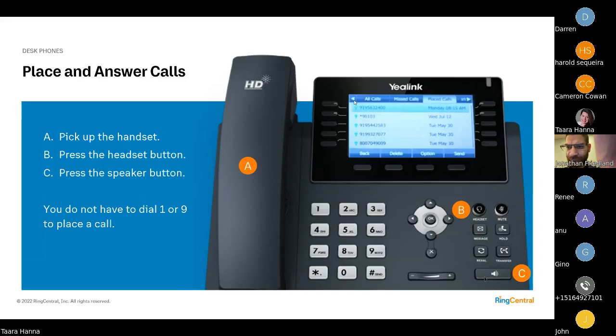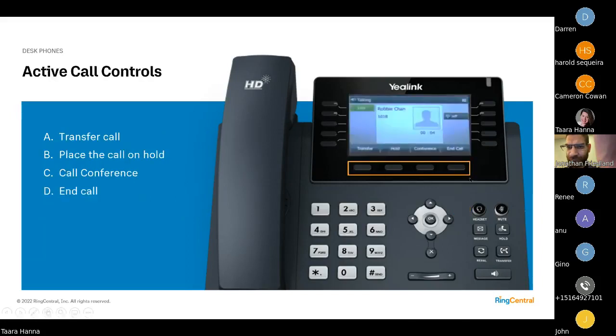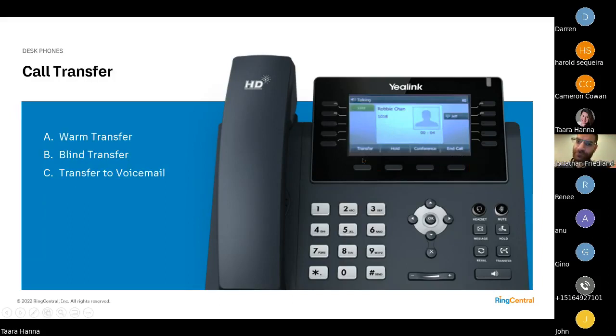When you're on a call, these buttons here, the soft keys, will change. You'll have an option for transfer, hold, conference, or to end that call. Taking a look at call transfer, if you need to transfer a call elsewhere, you'll actually have 3 different options for how to transfer. A warm transfer lets you talk to the person you're transferring to let them know what's going on before you actually transfer the call.